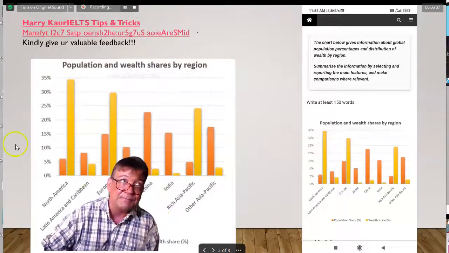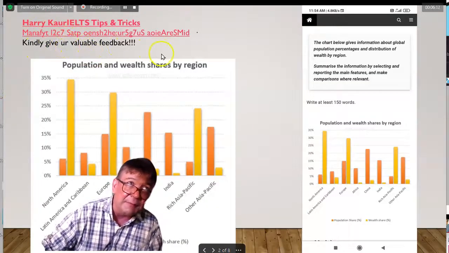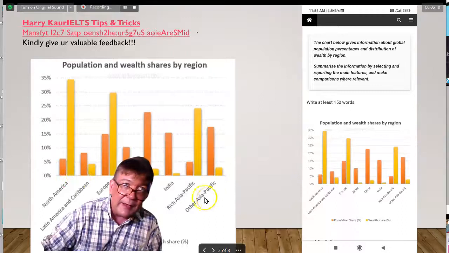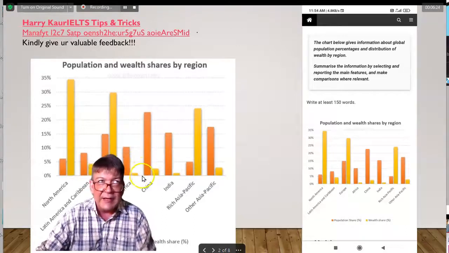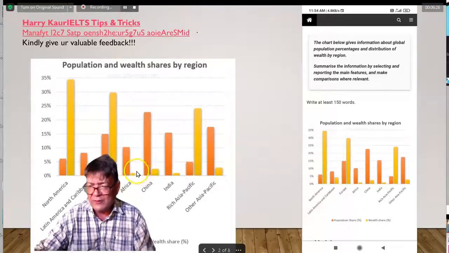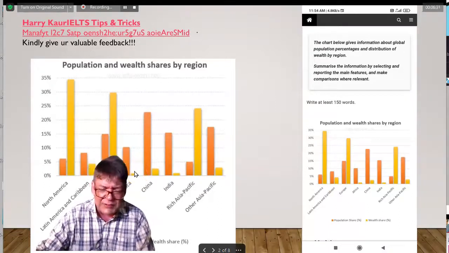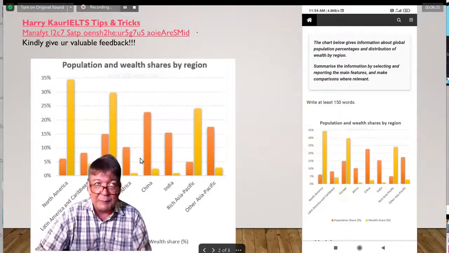Here's our task. Harry Coward asks, kindly give your valuable feedback. And what do we have here? We have a bar graph, and it shows different regions in the world and the percentage of the world's population that live in those regions and the percentage of wealth. Now, a lot of wealth is held by governments and a lot of wealth is held by multinationals. Anyway, that's what was given.